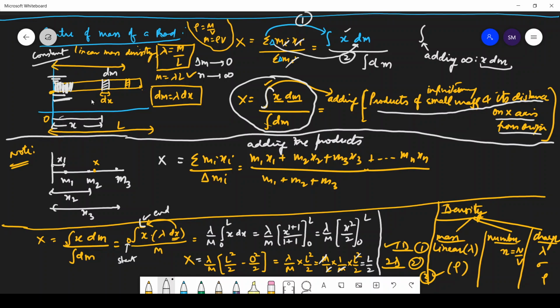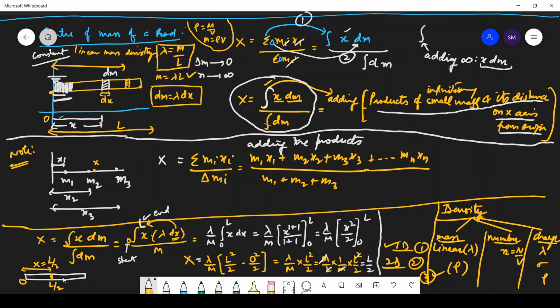So center of mass of this rod lies at the distance L by 2 from the origin, and that is the midpoint, isn't it? So what is the center of mass? It is at a distance x, which is equal to L by 2, so that is the center of mass. I hope this is clear, students.